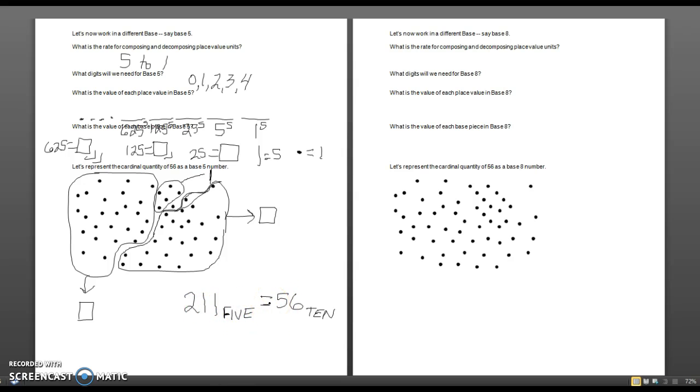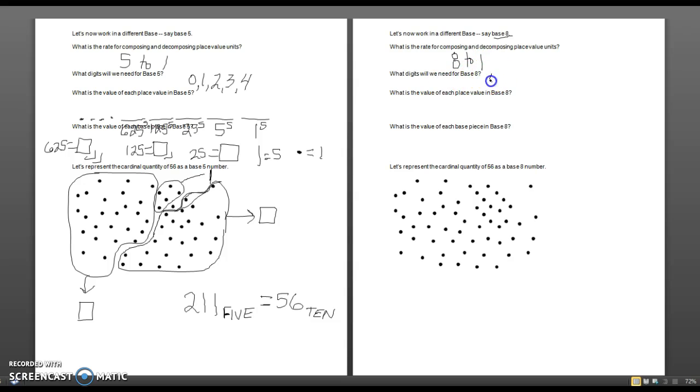Okay? All right, so we're going to go over here. We're going to do base 8. Hopefully it gets a little bit easier this time. So we are in base 8. What is the rate for composing and decomposing? Again, hopefully you're answering these questions. Maybe you're going to try to do this page on your own and then come back and watch the screencast. So we are 8 to 1.